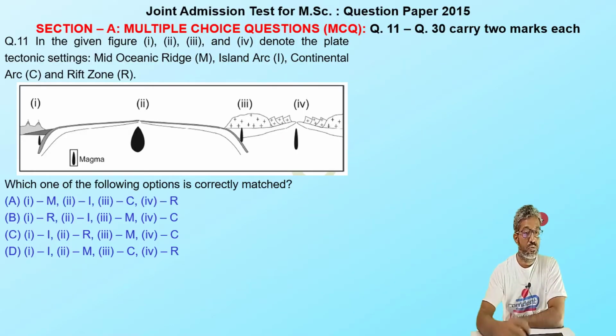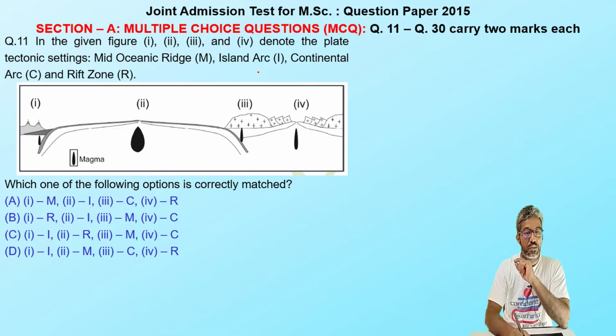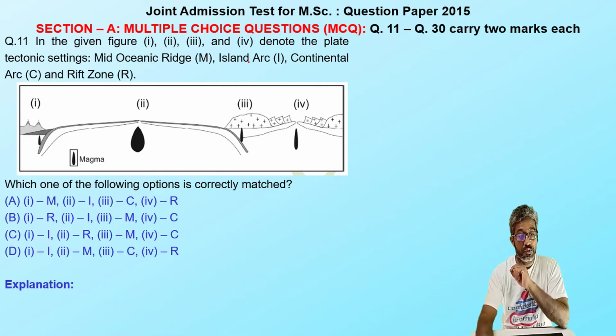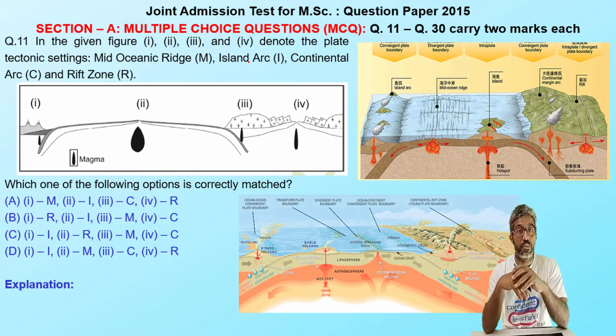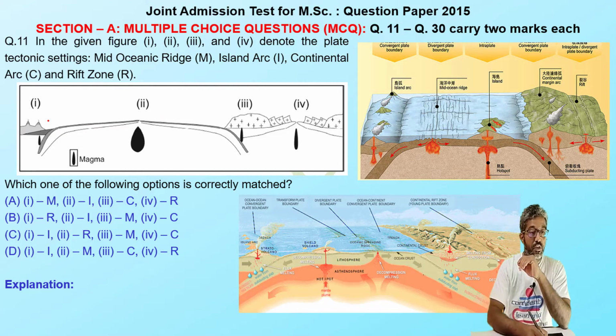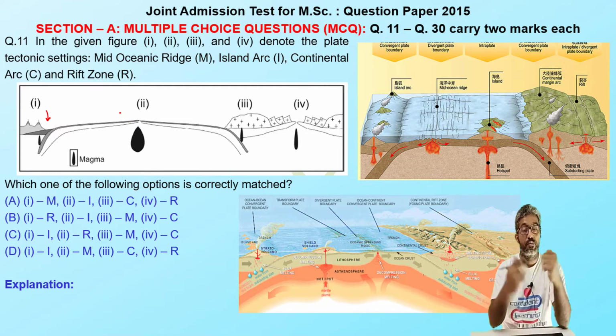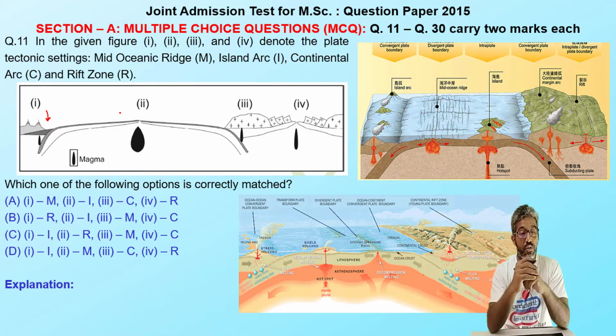This is the first question, where we have this plate tectonic setting, and 1, 2, 3, and 4 are denoted as mid-oceanic ridges, island arc, continental arc, and rift zone. As you are aware of the tectonic system, you can easily identify this is related to your island arc, and this is your mid-oceanic ridges, where the two plates are moving apart at the divergent plate boundary.